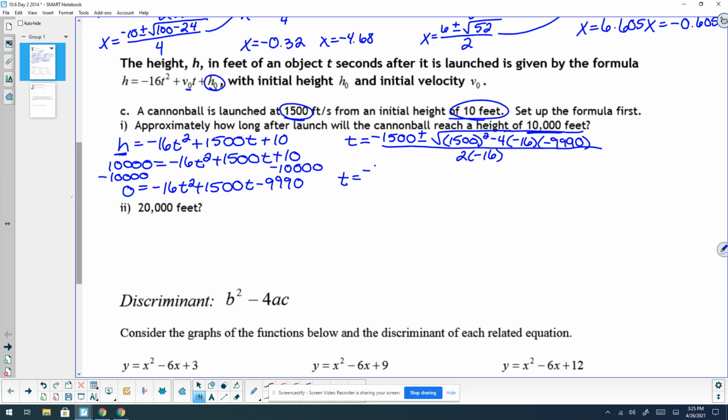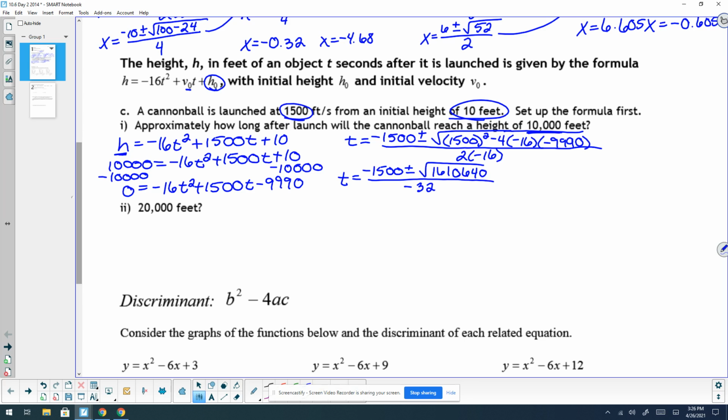So t equals negative 1,500 plus or minus the square root. Now, everything underneath the square root, if you type it in to your calculator using the parentheses, you actually can get all of that information at one time, and you can simplify the whole square root all at once. So it'd be 1,610,640. So that's actually 1,610,640 all over negative 32.